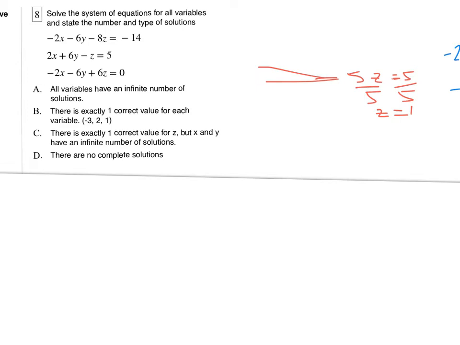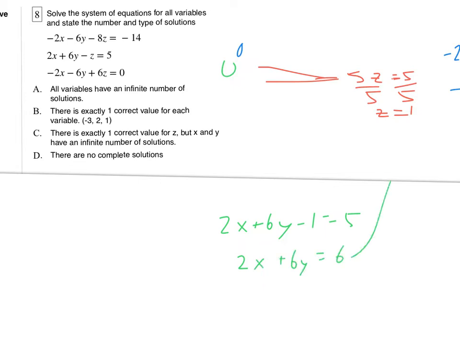And that was me plugging it in right there. Now I'll also plug it in right there. So I get 2x plus 6y minus 1 equals 5. So 2x plus 6y equals 6.